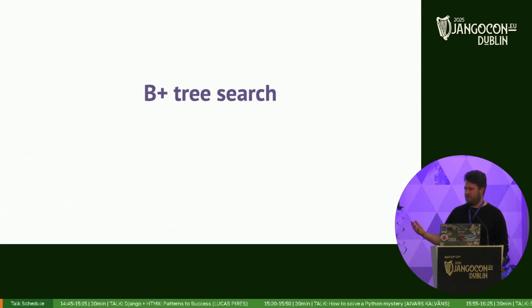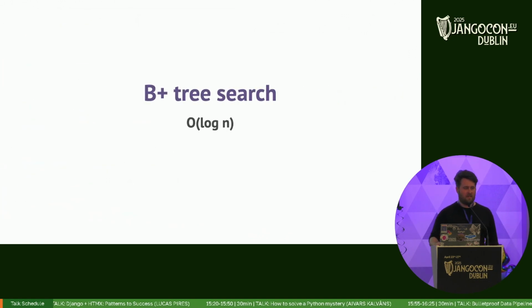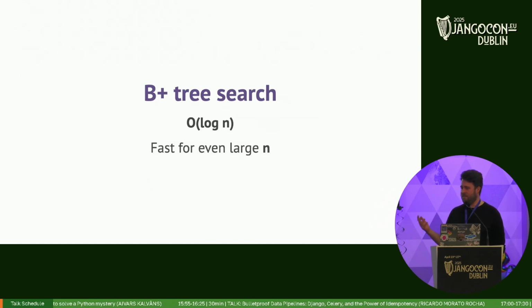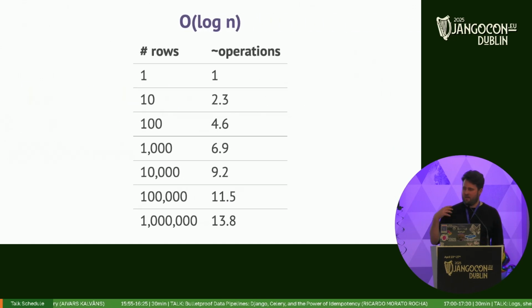So how does this algorithm perform? It gives us a log n performance, a logarithm of n. And that scales way better. It's fast even for very, very large values of n. This table here represents how many operations we'd be doing for a given number of rows. So for 1,000 rows, we'd just be seeing about 7 operations. For 1,000,000 rows, 13.8. Performance would be even better in a typical database due to 2 reasons.